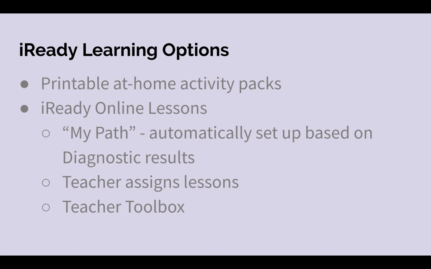So the overview for learning options is that we have a printable at-home activity pack available to us. We also have iReady online lessons available. And within this category, there are MyPath lessons that iReady automatically sets up based on how students performed in their diagnostic. There are teacher-assigned lessons, and there's a teacher toolbox. I'm going to go over each one and show you a little bit about these four options.